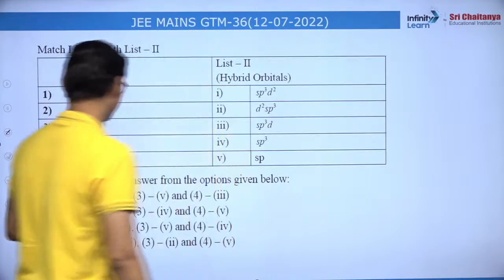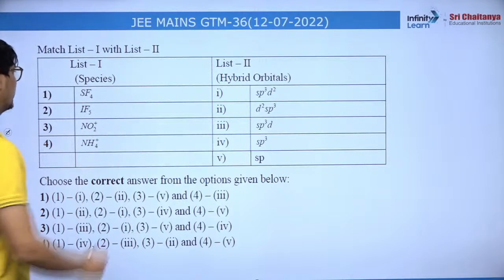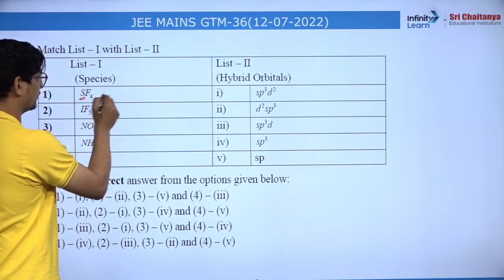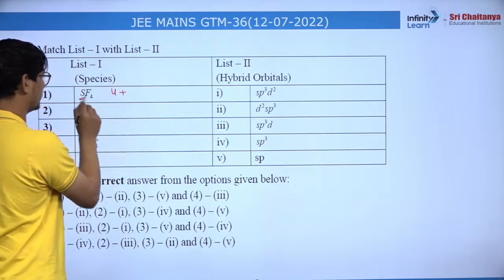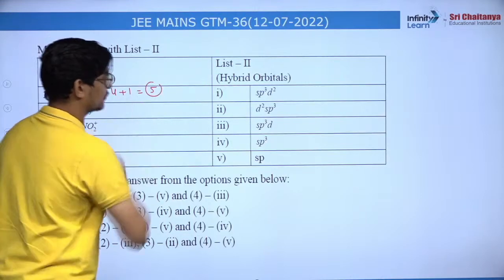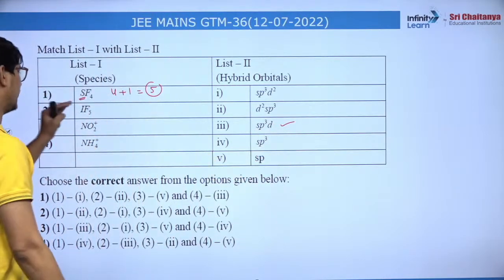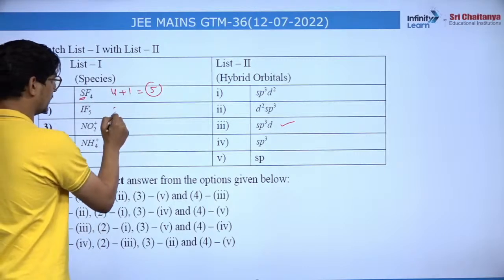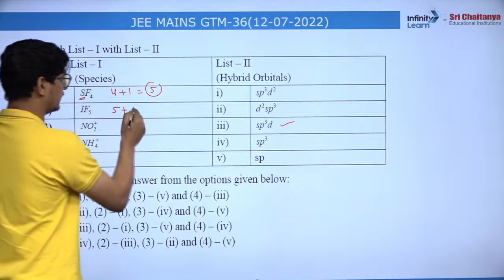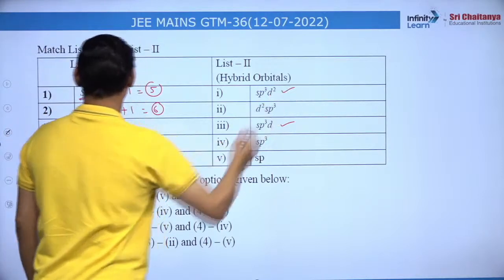Here you have to tell the hybridization, which you can easily predict from the steric numbers. For example, sulfur has 6 valence electrons, 4 electrons are distributed with fluorine, so there are 4 bond pairs and 2 unshared electrons, so 1 lone pair, so the steric number is 5. So what is the hybridization? sp3d. Likewise, in IF5 there are 5 bond pairs, and out of 7 valence electrons of iodine, 2 unshared electrons are left, so again 1 pair, so the steric number is 6, so sp3d2.